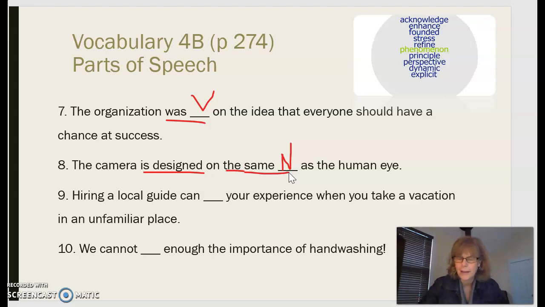Let's look at number 9. Hiring a local guide can something. Okay, I need a verb here, right? I always use a verb with can. It's a modal, so I'll need a basic verb. And then number 10, we cannot. Same idea, I'm going to need another verb.